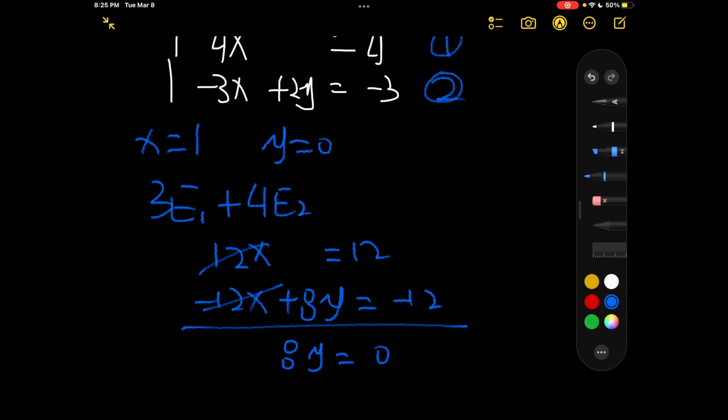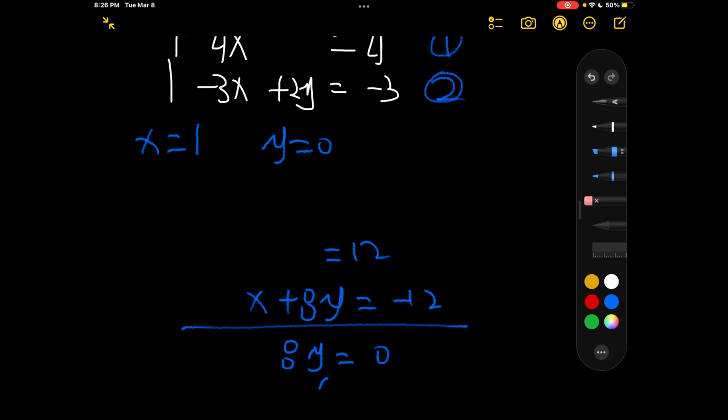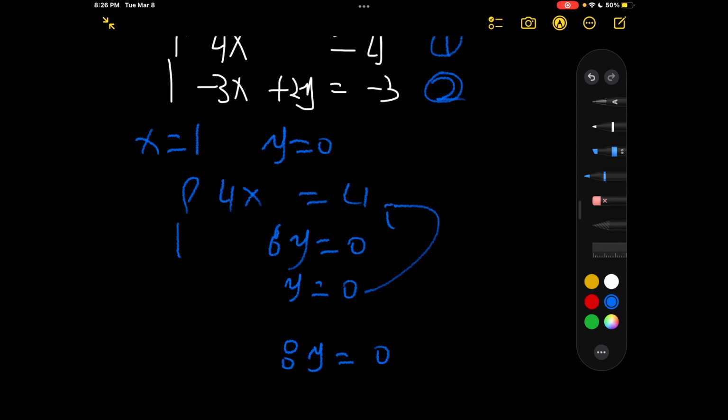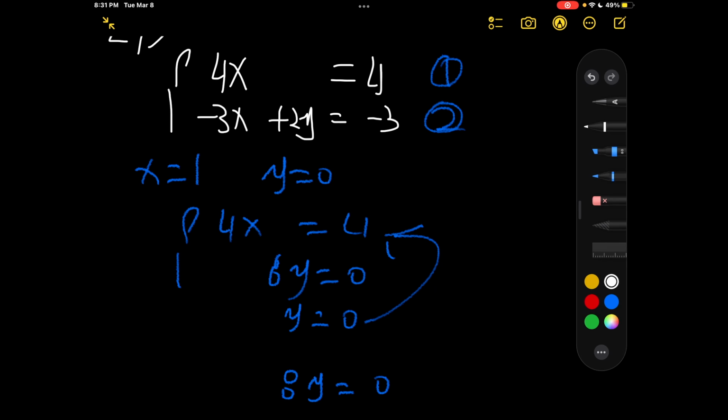That is our new equation 2: 8y equals 0, which implies y equals 0. So we have the new equation 2 here: 4x equals 4, 8y equals 0, and y equals 0. When we substitute back into equation 1, it doesn't matter. So that's what we do for question 7, if I'm not getting it wrong.